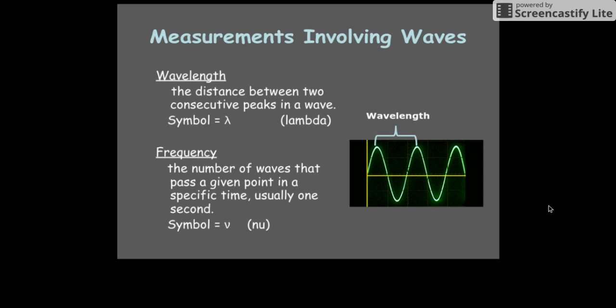Whenever we're looking at it behaving as a wave, we want to be able to distinguish some important components of a wave. We need to understand that a wavelength is the distance between two consecutive peaks in a wave, and we use the lambda symbol to represent that. And that the frequency is how often that wave is passing a given point in a specific amount of time. We usually dictate that by talking about it in 1 second. So we use the symbol nu to represent frequency.